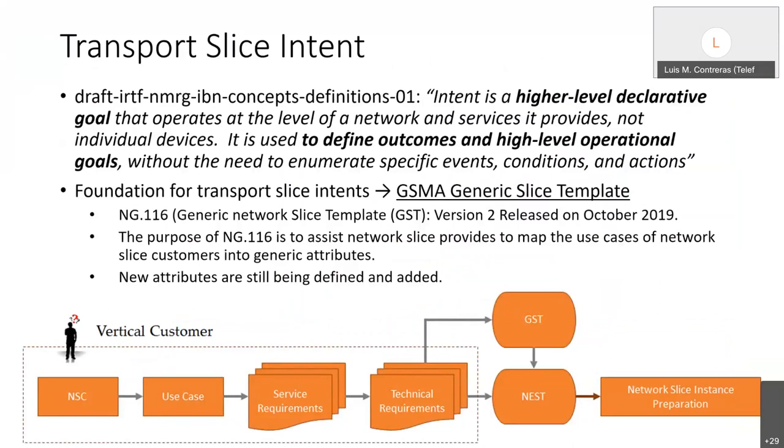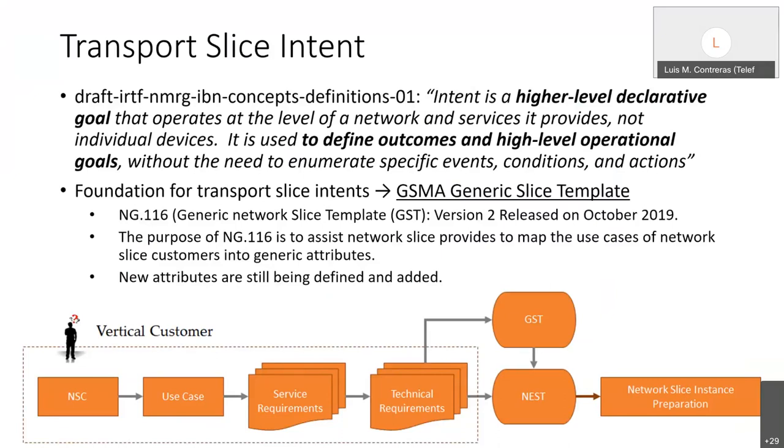Looking at the concept definitions draft in NMRG, basically intent is defined as a high-level declarative goal to define outcomes and high-level operational goals. Related to the 3GPP, to the 5G slice services and so on, there is an initiative in GSMA where basically they are defining a generic slice template in order to allow users of the network, in this case vertical customers, to specify the different kinds of attributes in order to deploy this slice end to end. And for those attributes, you can consider things like, for instance, the speed of the terminals or the location or whatever. But also there are some other attributes that are related to the transport part themselves, like the bandwidth, like the latency, and so on and so forth.